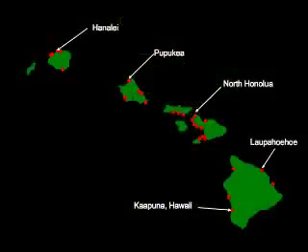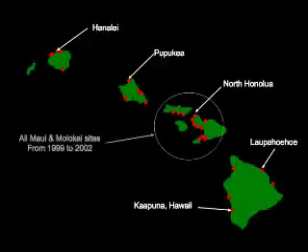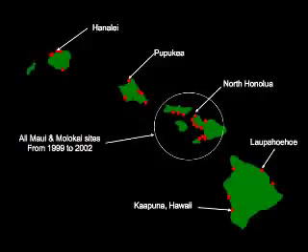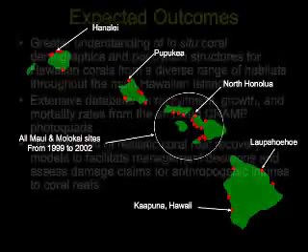Okay, so basically for my work, I've been focusing on 5 sites: North Honolulu, Lapahoihoi, Ka'apuna, Pukekea, and Hanalei. And that's what I hope to finish up very shortly. Also, Eric Brown has processed all the Maui and Molokai sites from 1989 to 2002. So we'll have quite a large body of data to go into the recovery model.